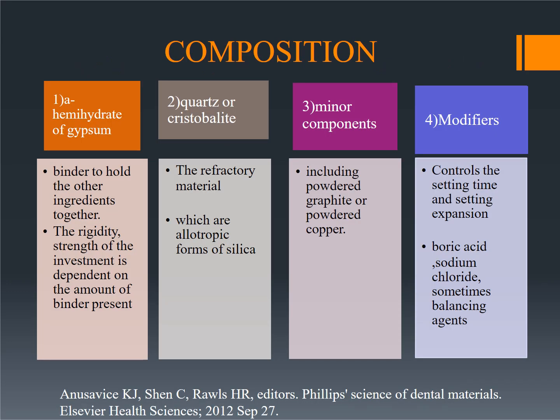Composition: alpha hemihydrate of gypsum, quartz or cristobalite, minor components and modifiers. Alpha hemihydrate of gypsum is the binder to hold the other ingredients together. The rigidity and strength of the investment is dependent on the amount of binder present. Quartz or cristobalite is the refractory material, which are allotropic forms of silica. Minor components include powdered graphite or powdered copper, and modifiers control the setting time and setting expansion.